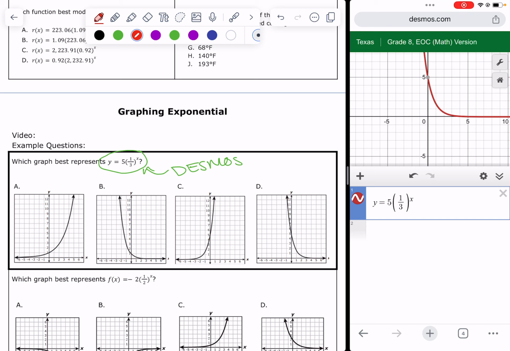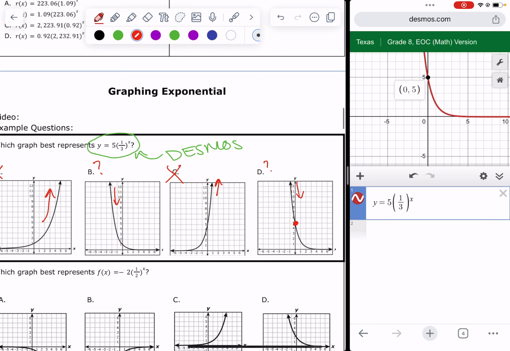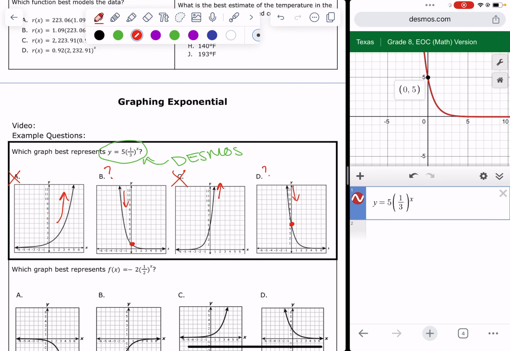So I can look at these answer choices. I know this one's going up, so it can't be A. B is going down, so maybe. C is going up, can't be C. And I know D is going down. It could be D, maybe. So I look at my y-intercept, 0, 5. 0, 5, good over here. 0, 1 on B. So 0, 1, 0, 5. So our best answer choice is going to be D.